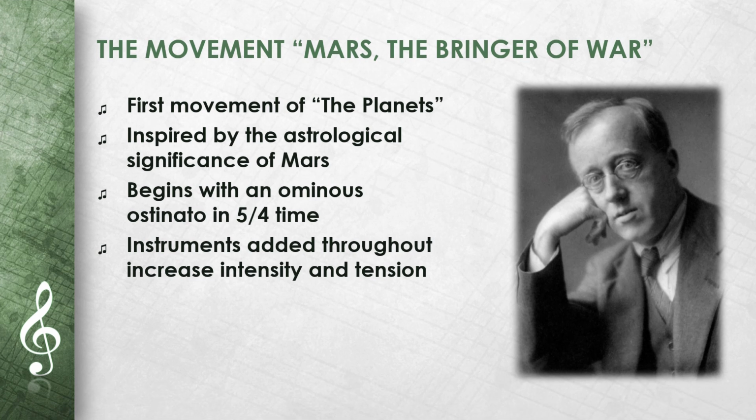Mars, the bringer of war, is the first movement of the orchestral suite The Planets. It was inspired by the astrological significance of the planet Mars, which is often associated with war and aggression. The movement begins with an ominous ostinato in 5/4 time, played by the strings and horns. This ostinato runs through the entire movement, creating a threatening atmosphere. As the movement progresses, more instruments are added, including trumpets, trombones, and percussion, which increase the intensity and tension.